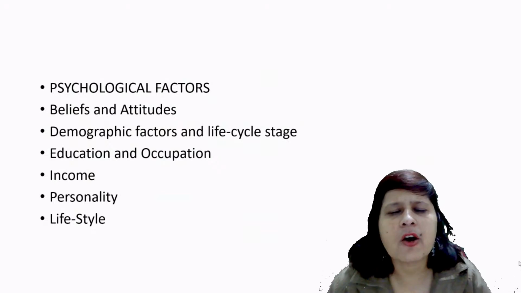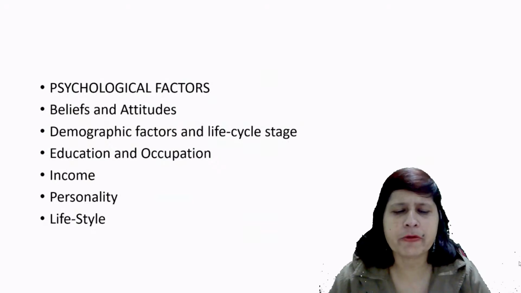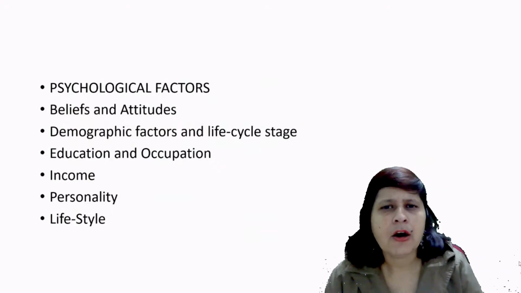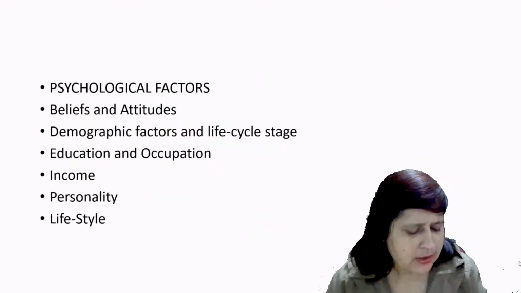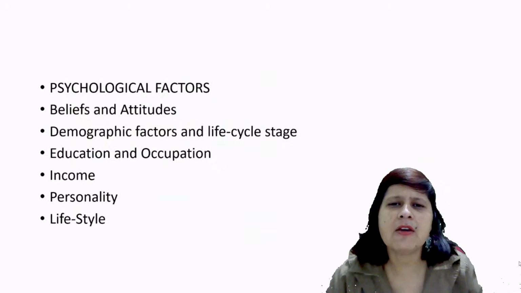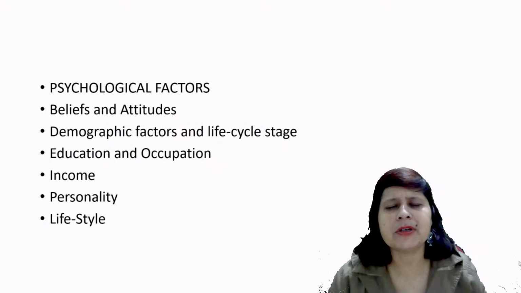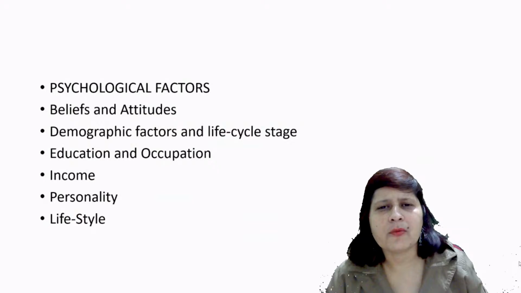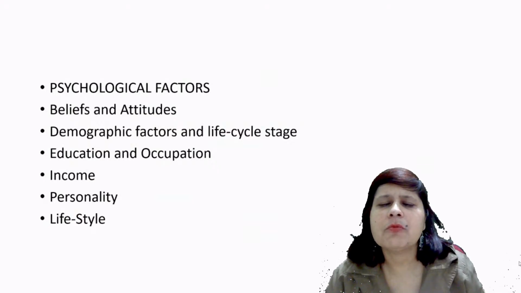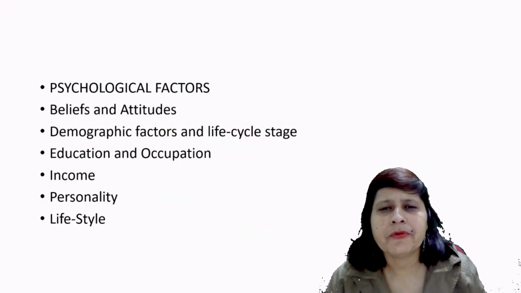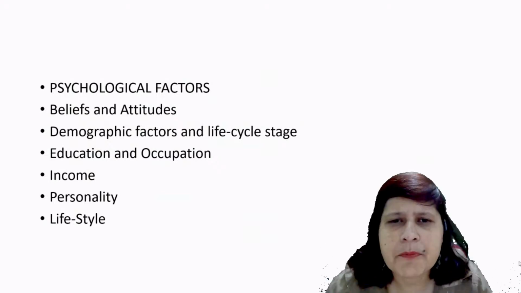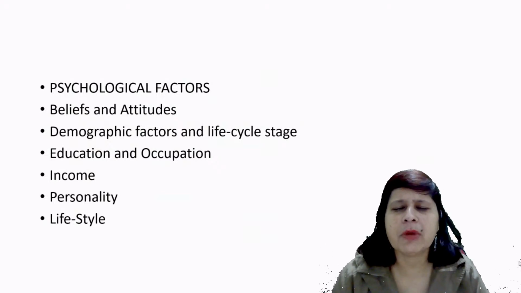Then education and occupation play an important role in consumer decision making, right? There is a difference in the decision making of an educated person and a less educated person. You can observe the difference in decision making, or the needs and wants of a person, according to their occupation. Income plays an important role in decision making, right?